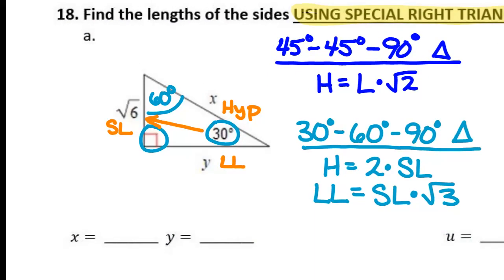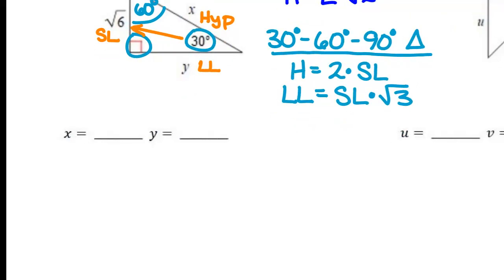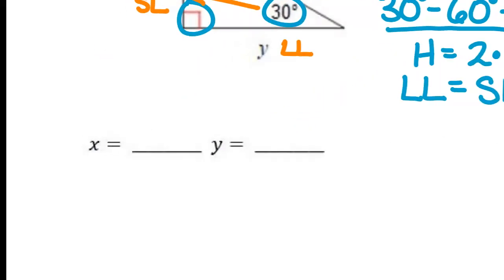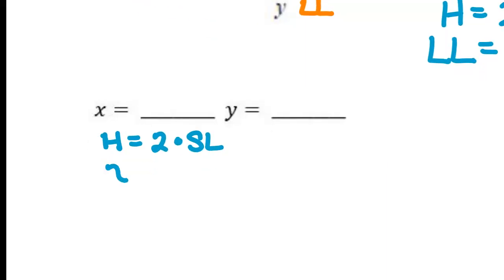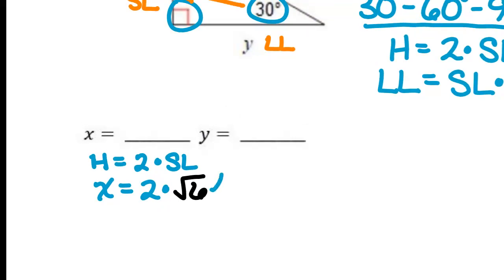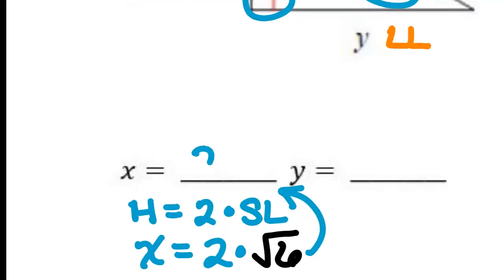All right. So the hypotenuse is 2 times the short leg. X is my hypotenuse. So we have hypotenuse equals 2 times short leg. So that would be X equals 2 times the square root of 6. That is as simplified as we can get it. 2 radical 6.